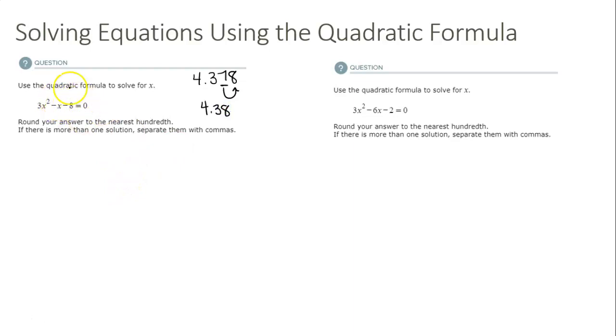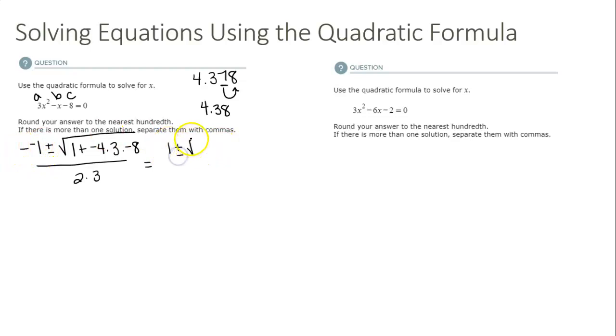All right, this is already in standard form. So A is our 3, B is our invisible negative 1, and C is our negative 8. We're going to substitute in, it's negative B, so it's negative 1, plus or minus the square root. B squared is negative 1 times negative 1, which is positive 1, plus negative 4 times A times C, all over 2 times A. The next step is to clean up the outside. A negative and a negative make a positive, so that's 1 plus or minus the square root. 2 times 3 becomes 6.